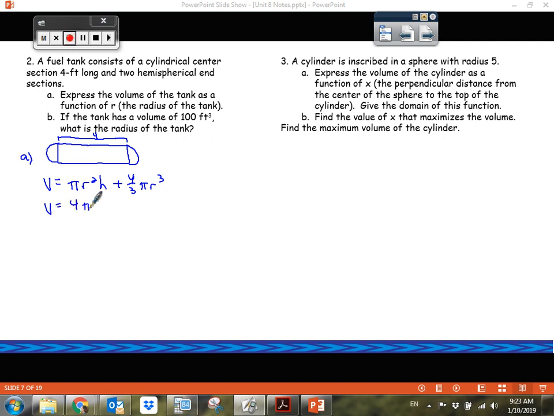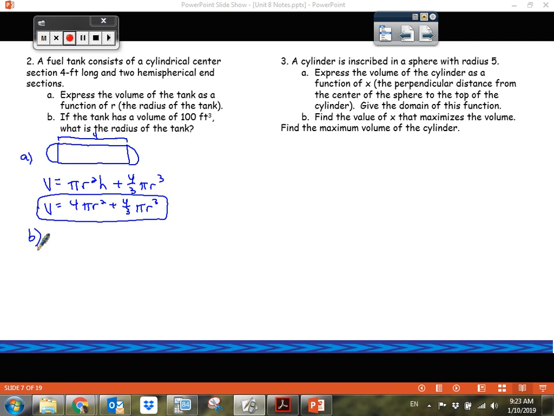So 4 pi r squared plus 4/3 pi r cubed. Okay. So that is part A. Express the volume of the tank as a function of r, the radius of the tank. Okay, good to go. Okay, part B. If the tank has a volume of 100 feet cubed, what is the radius of the tank?